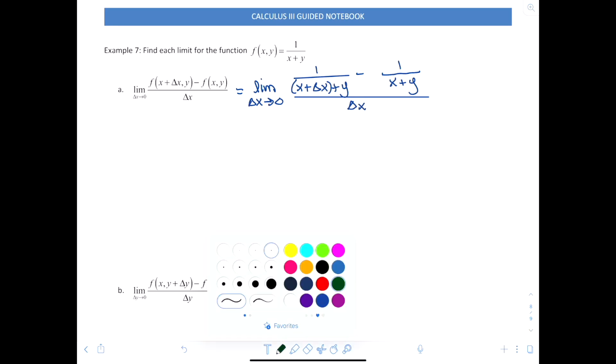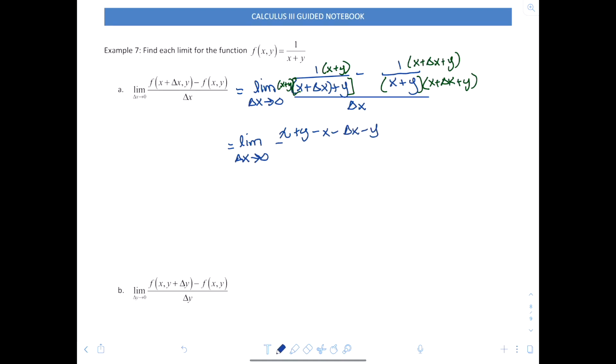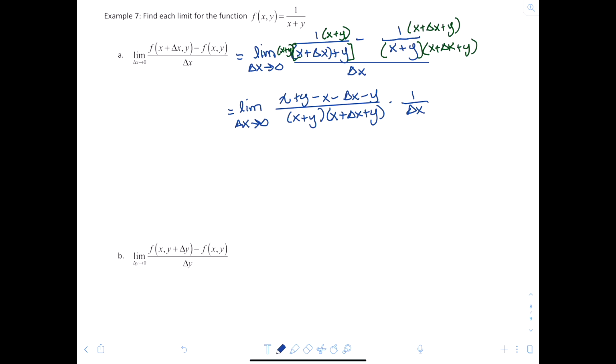So now, getting a common denominator, right? For this one, what do we need? The first one, we just need x plus y. The second one, we're going to need x plus delta x plus y. And so, cleaning it up, we'll have the limit as delta x approaches 0 of x plus y minus x minus delta x minus y, distributing that negative through. That's going to be over x plus y times x plus delta x plus y, and then times, I'm going to invert and multiply, the 1 over delta x. Groovy?